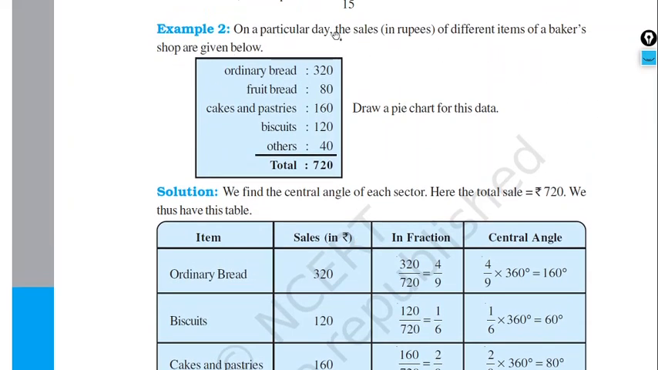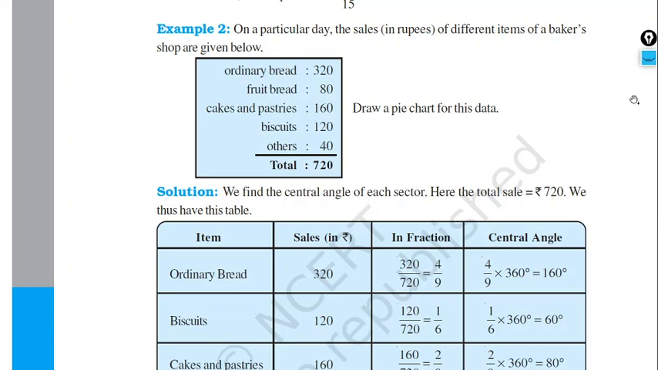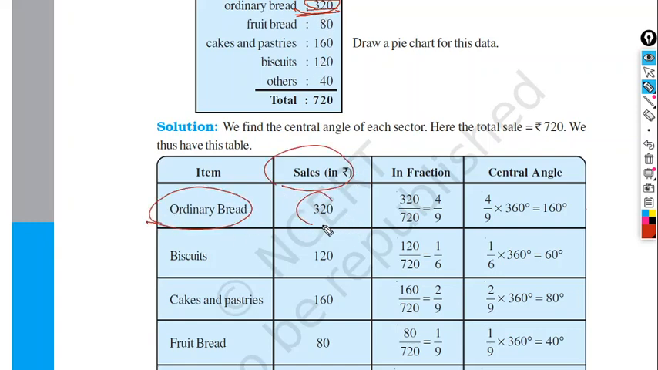Because it was rupees. Okay, it was not in number, it was in rupees. So 320, it was not 320 numbers of bread, it was 320 rupees, the bread price. So here, ordinary bread sale in rupees is 320.